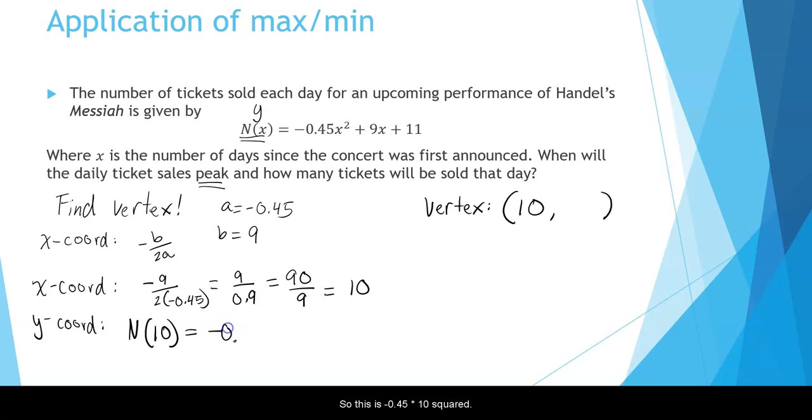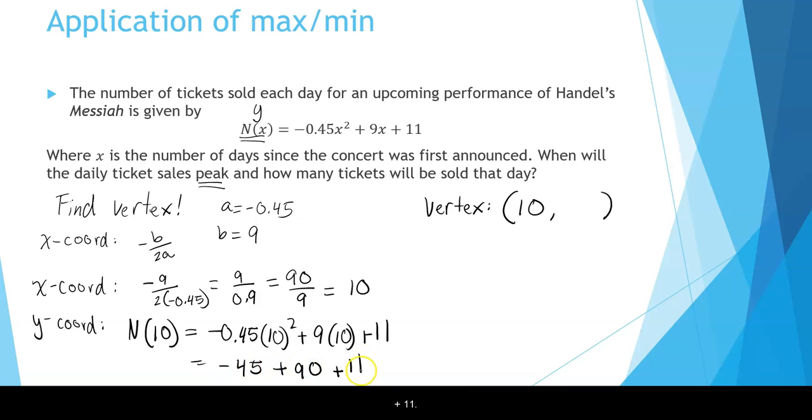So this is negative 0.45 times 10 squared plus 9 times 10 plus 11. 10 squared is 100, so this is going to be negative 45 plus 90 plus 11. Negative 45 plus 90 is positive 45 plus 11, which means my answer is 56.